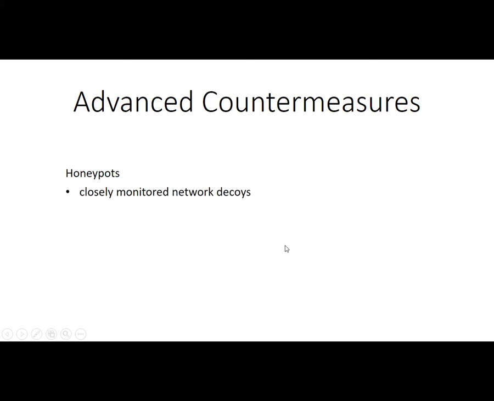What are they? Essentially, closely monitored network decoys. They are made to look like a real thing. The term, of course, derives from a method of catching ants and bees and whatnot. They're there to distract your adversaries, make them think they've really gotten into your systems, or keep them occupied trying to get into something worthless. They're also handy for an early warning system.